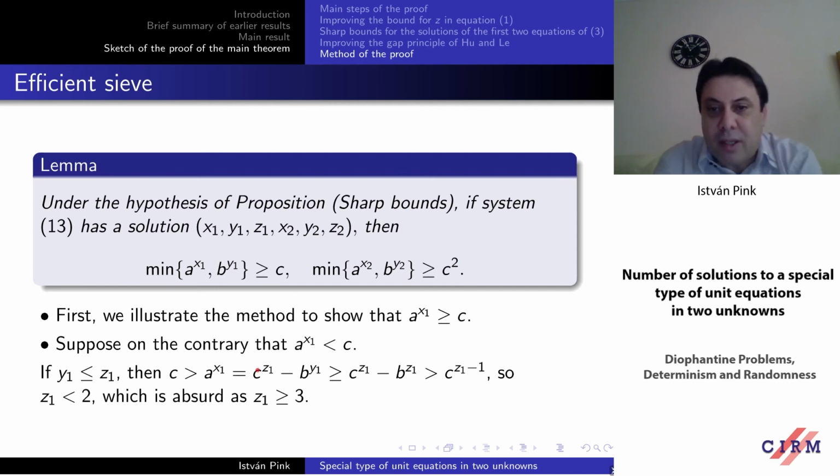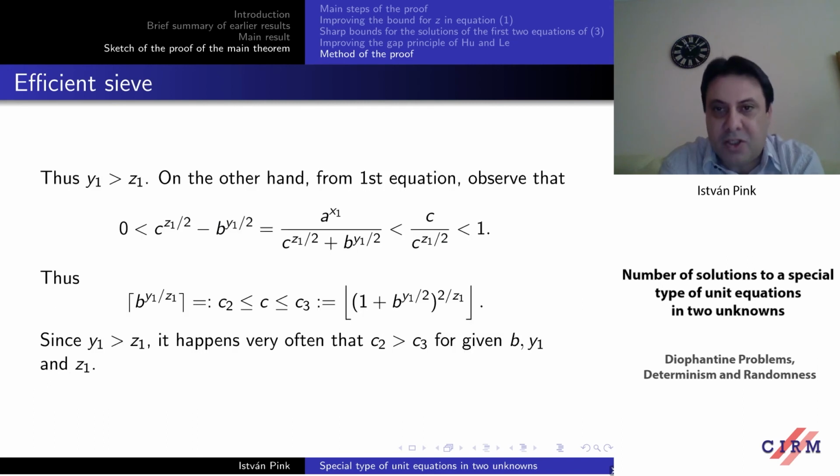Suppose the contrary. If Y1 is less than or equal to Z1, then a trivial elementary argument leads immediately to a contradiction. Therefore, we may suppose that Y1 is strictly greater than Z1. But then, from our equation, we see that this quantity here, C to the Z1 over 2 minus B to the Y1 over 2, must be between 0 and 1.